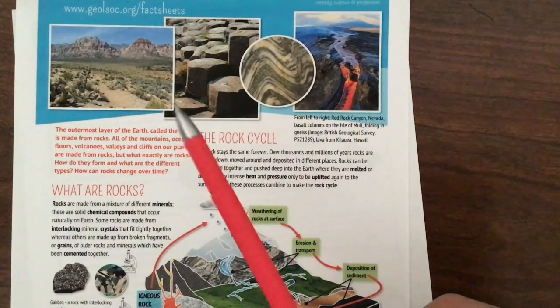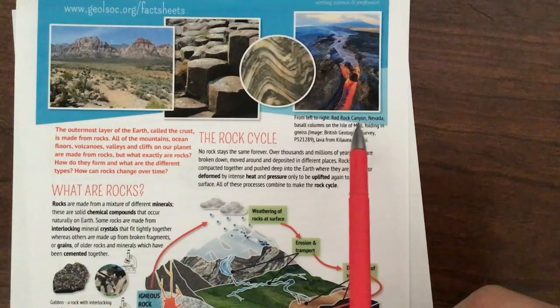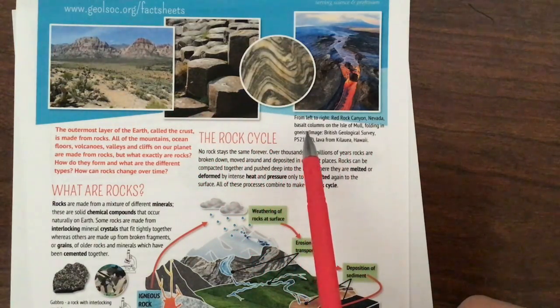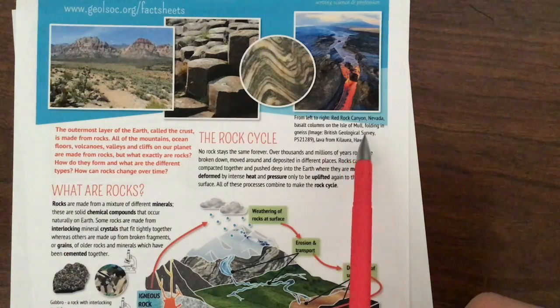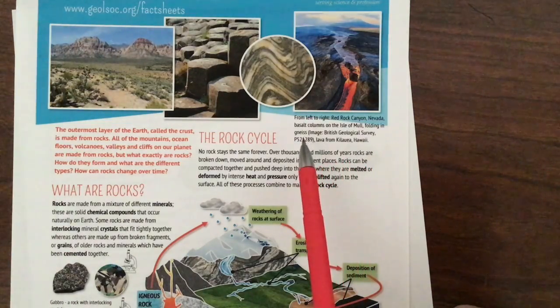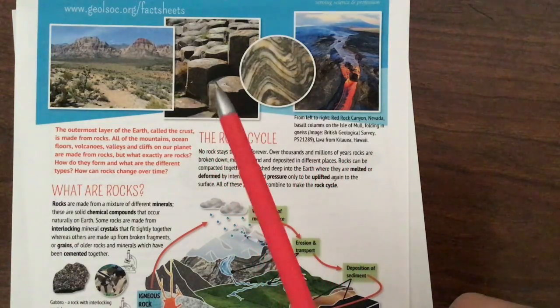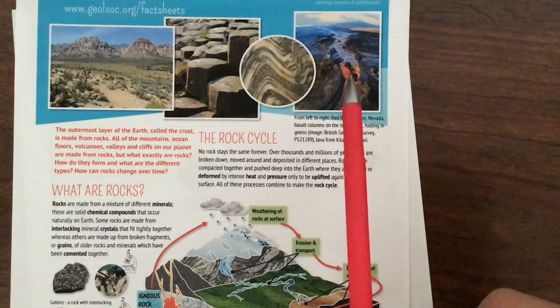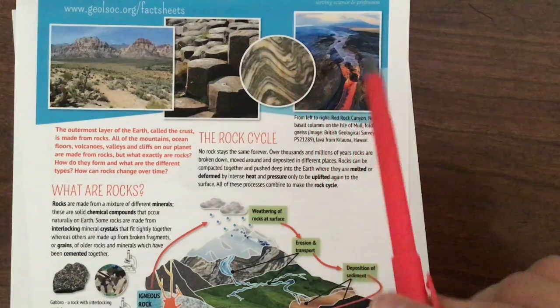Okay, let's look at these pictures. From left to right, we have Red Rock Canyon, Nevada, basalt columns in the Isle of Mull, folding in Ness. Okay, and then we have lava from Kilauea, Hawaii. Pretty cool, all different rocks.